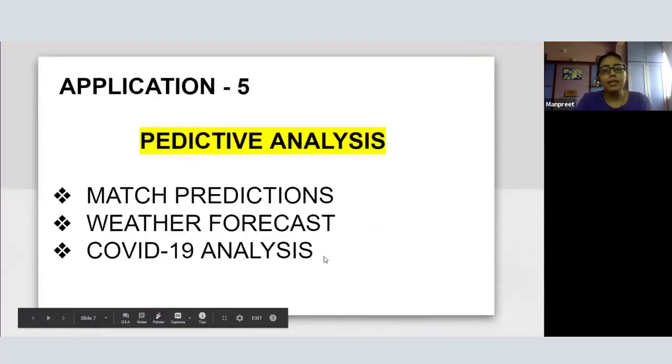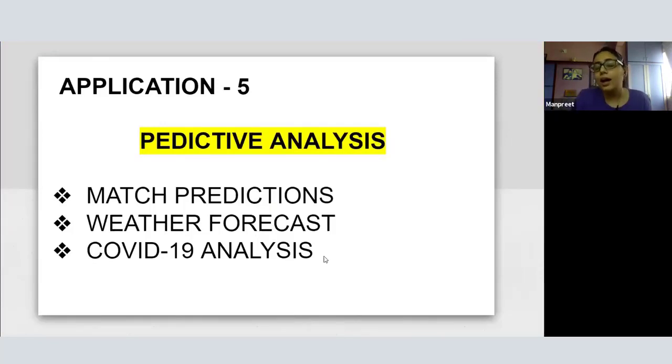The next application is predictive analysis, which includes match predictions, weather forecasting, and COVID-19 analysis. I generally watch cricket, and it happens in various sports. But in cricket, when team A plays, the graph shows that this much rate and this much the team A has played, and now when team B is playing, it compares that with this, and shows that team B is going in this way, it might require this run rate to win the match. So it might need this many runs in a particular over.